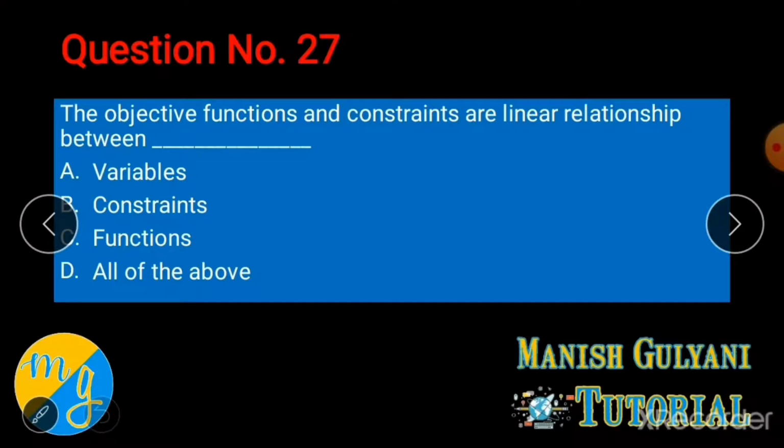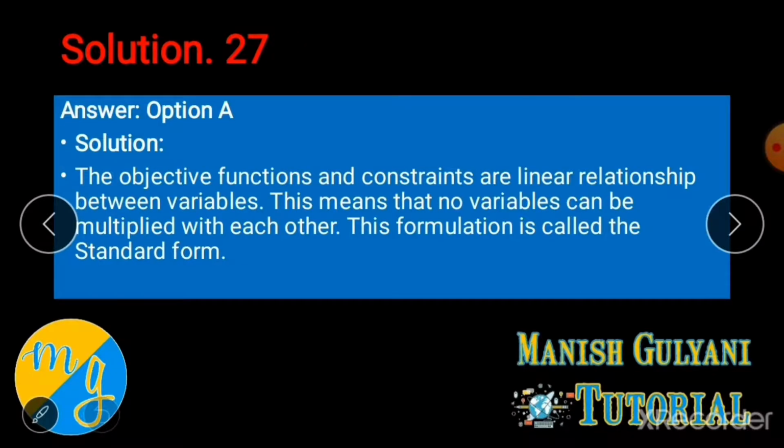Now question number 27. The objective function and constraints are linear relationship between variables, constraint, function, all of the above. The objective function and constraints always have a linear relationship between variables. So option A is your correct answer. Reason being, the objective function and constraints are linear relationships between variables. It means that no variables can be multiplied with each other. This formulation is called the standard form.